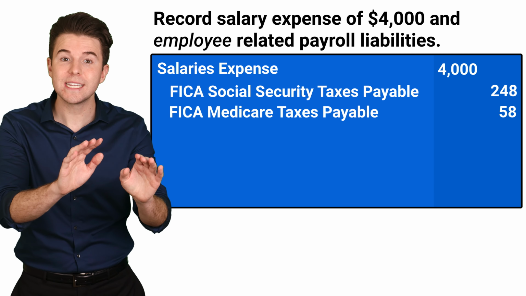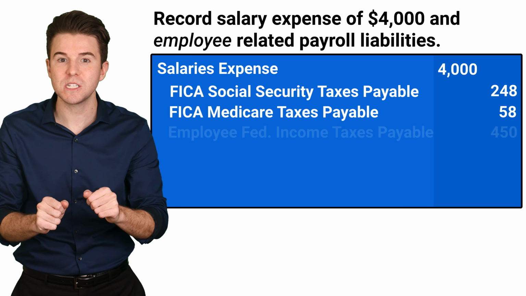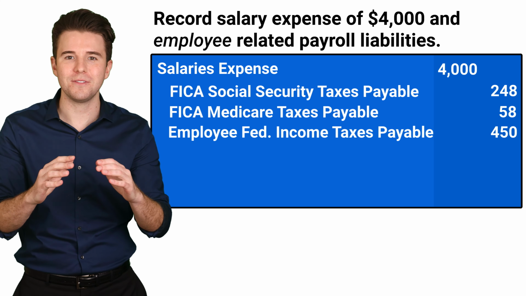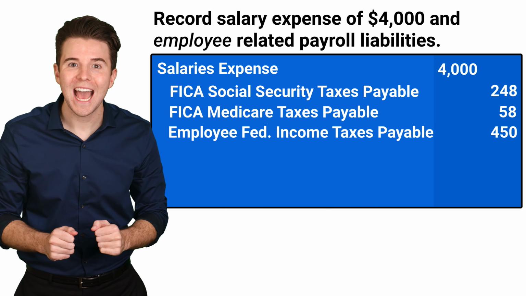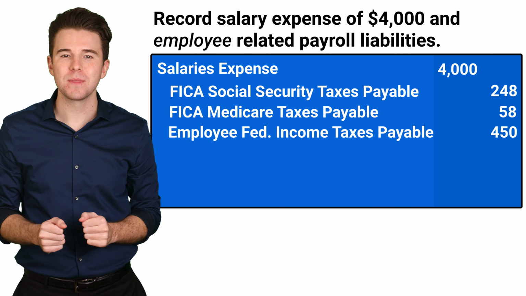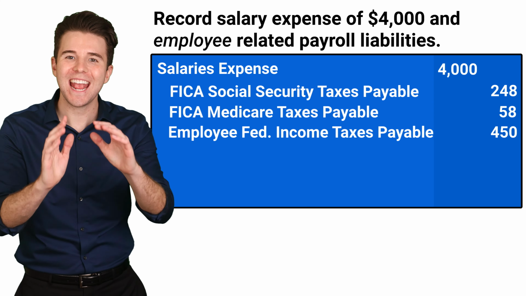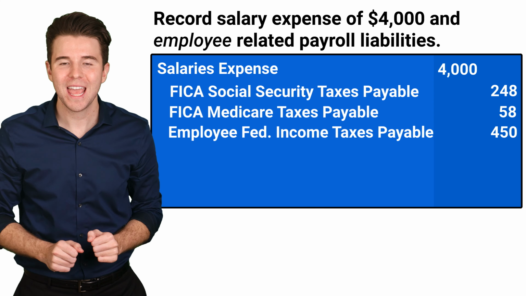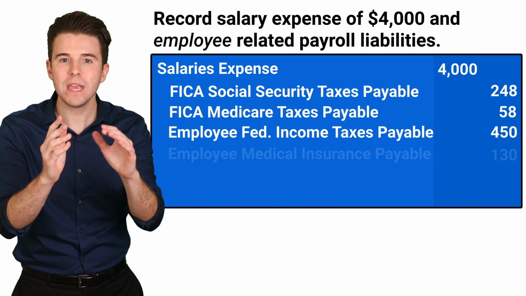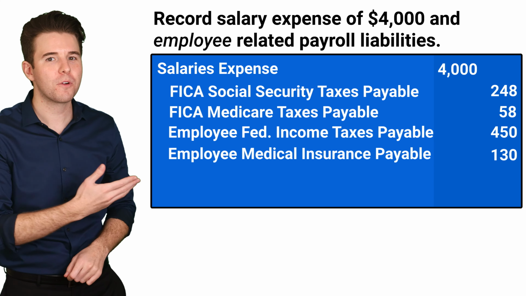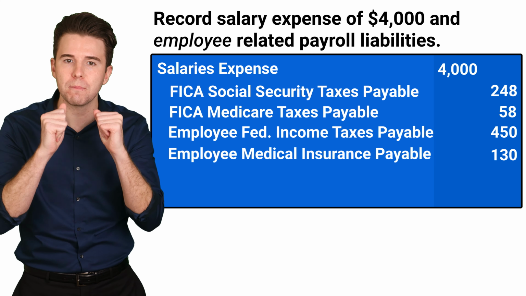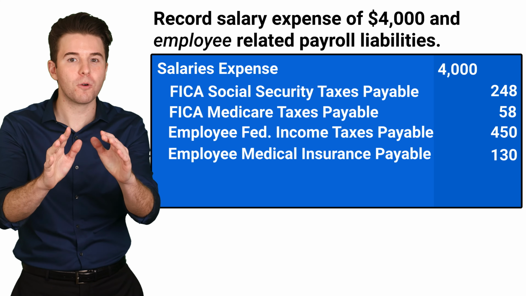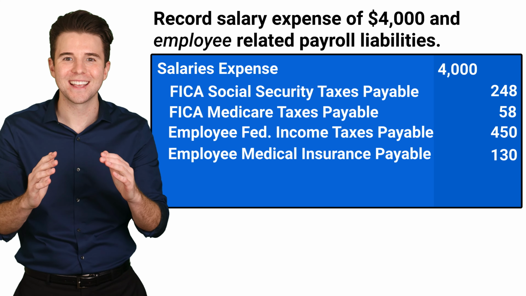Next, credit employee federal income taxes payable for $450. These are taxes owed to the federal government on behalf of the employee and were already calculated in the accounting system. Next, credit employee medical insurance payable for $130. This is an amount withheld from an employee's salary to pay for a health insurance premium.